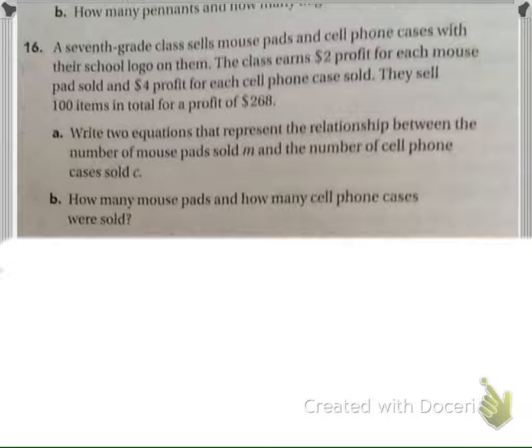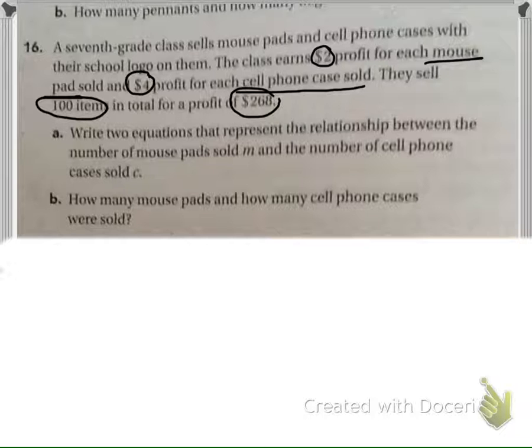So the problem is a 7th grade class is selling mouse pads and cell phone cases with their school logo on them. The class earns $2 for each mouse pad and $4 for each cell phone case. They sell 100 items in total for a profit of $268. So it says, write two equations that represent the relationship between the number of mouse pads sold, M, and the number of cell phone cases sold, C.